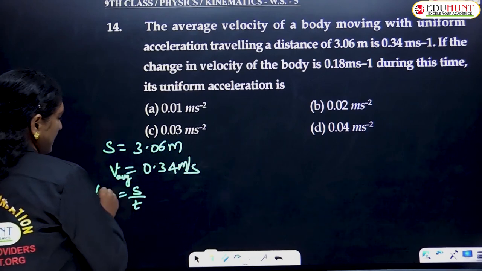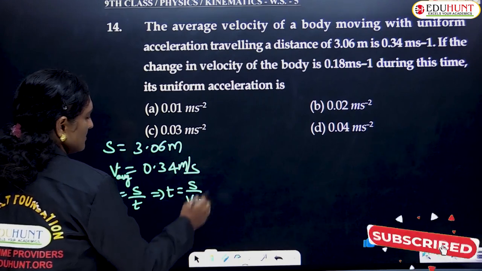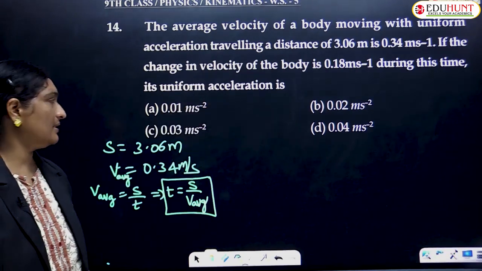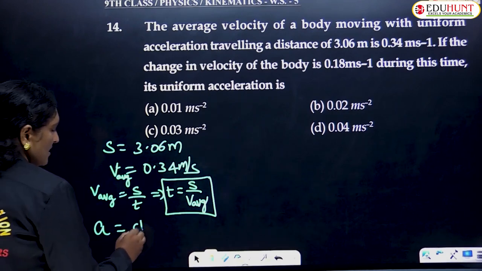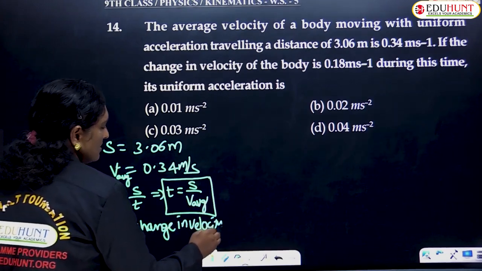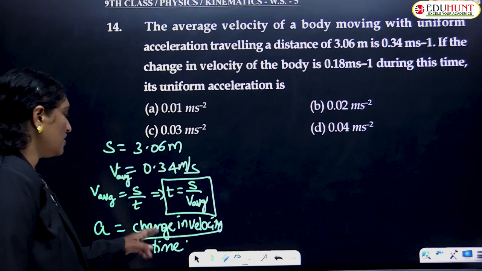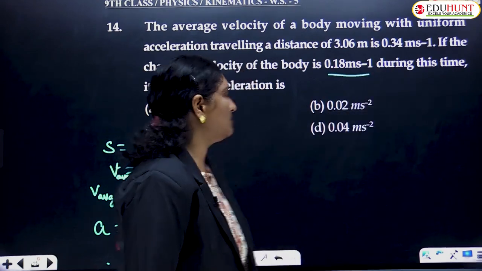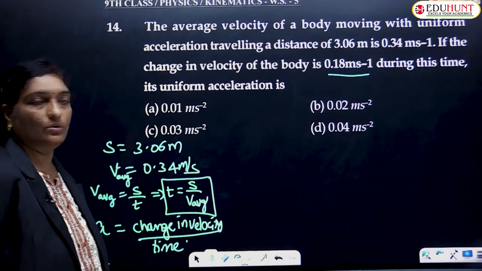As distance is given and velocity is also given, from this you can find the value of t as s by v average. But you are asked to find not time, you are asked to find acceleration. The general formula for acceleration is nothing but the rate of change of velocity. Hence, change in velocity by time is your acceleration. If the change in velocity of the body is 0.18 meters per second, time you can find from here, and substitute to get the value of that uniform acceleration.